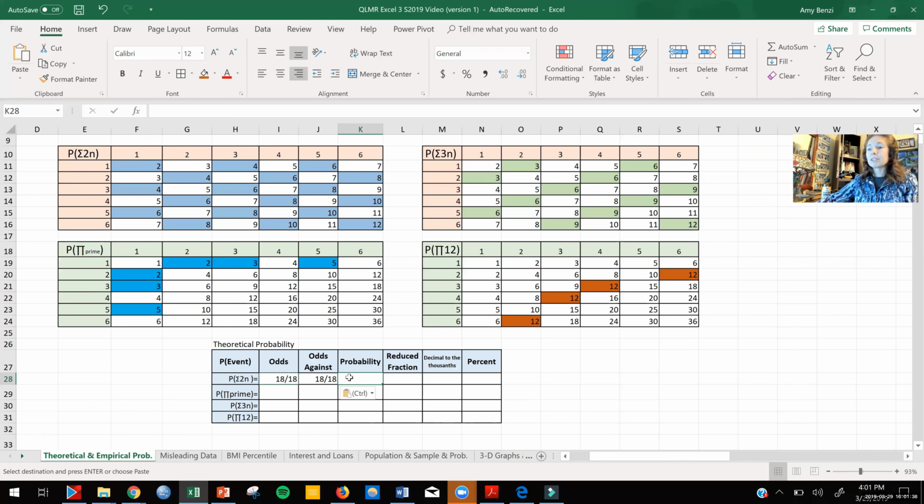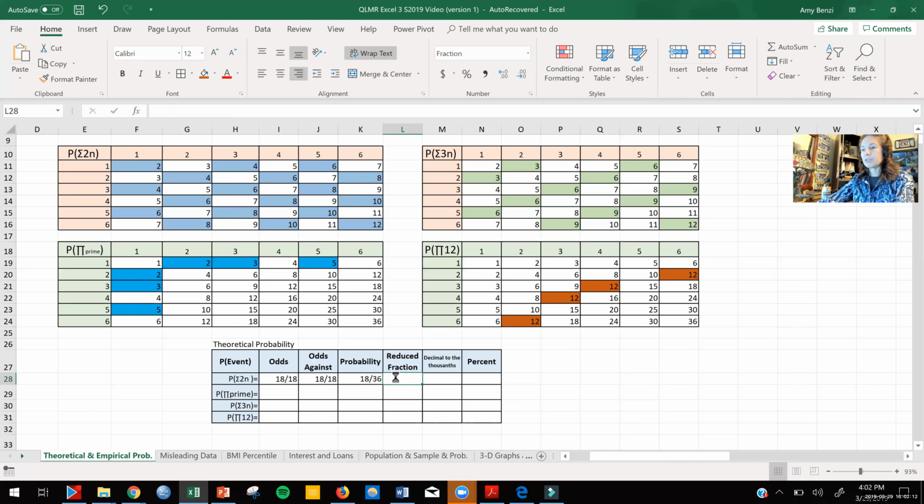What about the probability? Well, the probability of rolling an even number is going to be 18. And again, I'm using my apostrophe because I don't want Excel to reduce this fraction. My probability is going to be 18 over what? My total number. Remember, odds give you what you want over what you don't want, and probability gives you what you want over everything.